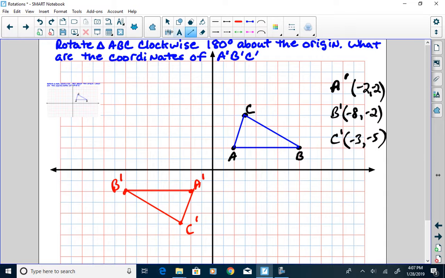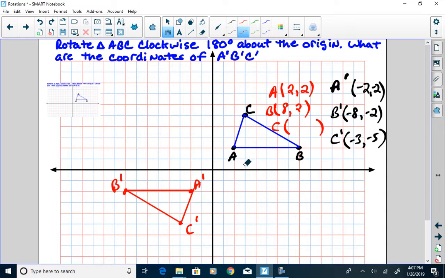Now let's talk about a rule for a 180-degree rotation, whether it's clockwise or counterclockwise. The rule is going to be the same, right? Point A was located where? At 2, 2. A prime after a 180-degree rotation is -2 and -2. Let's look at B, the location of point B. That was located at 8, 2. B prime is -8 and -2. Let's look at point C. That was located at 3 and 5. And C prime was located at -3 and -5.